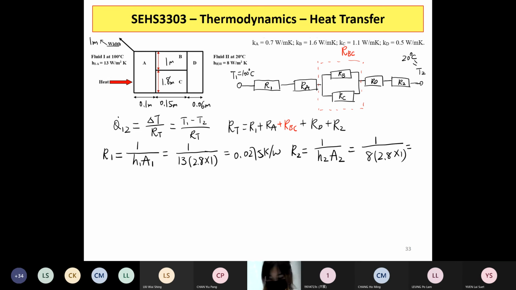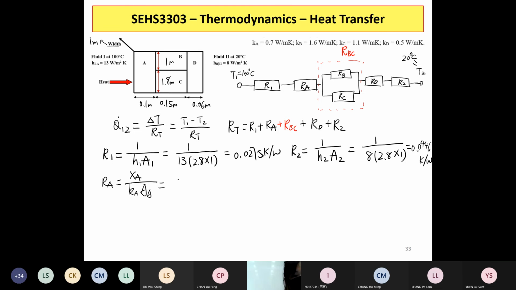Who can tell me what's the number? Should be 0.0446 K per watt, right? This is R1 and R2, our two convective heat thermal resistors, right? RA. How to calculate RA? XA. Yes. Ka times the area.